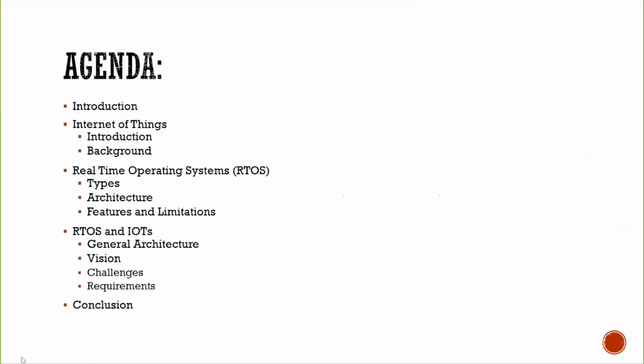Alright, so today we will cover the introduction of the real-time systems. We will give a little background of the Internet of Things. We will discuss the operating systems in the real-time systems through the types, the architecture, its features and its limitations, and then we will talk about how they both go hand in hand by discussing their general architecture, their vision, some of their challenges, and the requirements that they need to meet. And we will follow up with the conclusion.